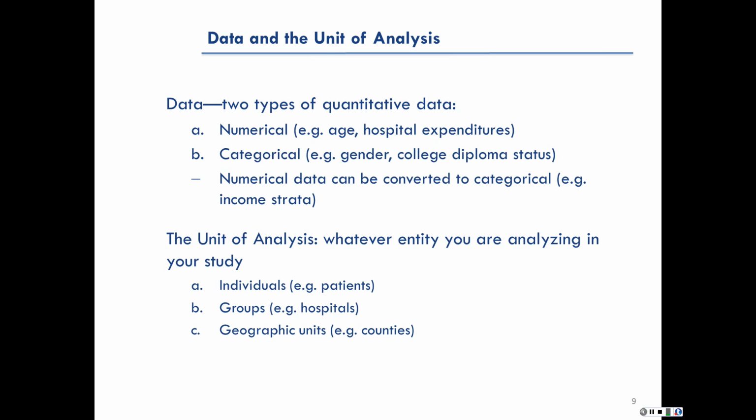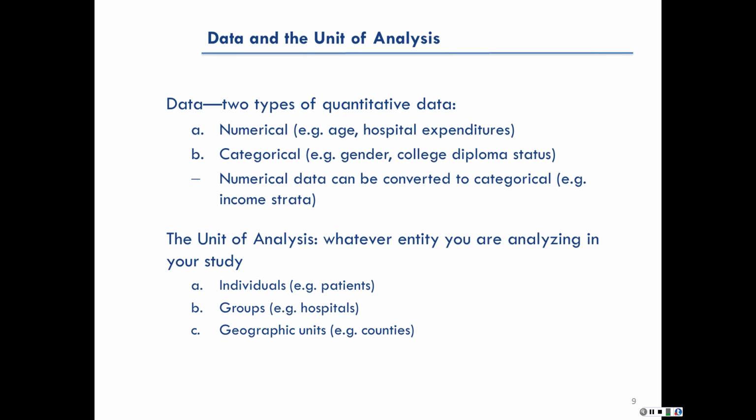It's also important to note that sometimes researchers take numerical data, such as, for example, personal income, and then convert it to categorical data. So you could create strata. Does a person make between 0 and 50,000, that would be one category. 50 and 100,000 would be another category. More than $100,000 would be the third category. And so it's possible to convert numerical data to categorical data.